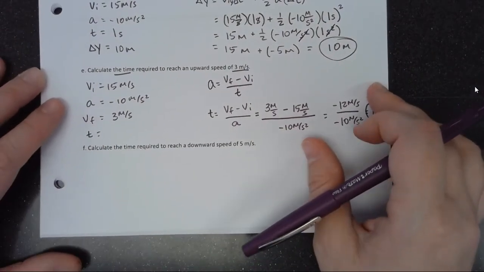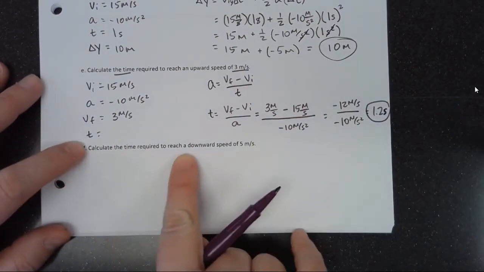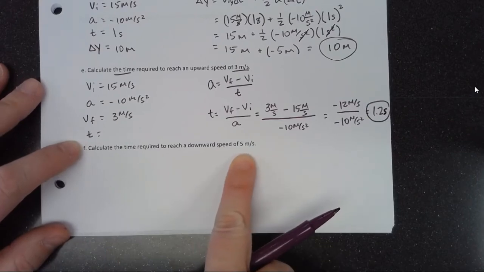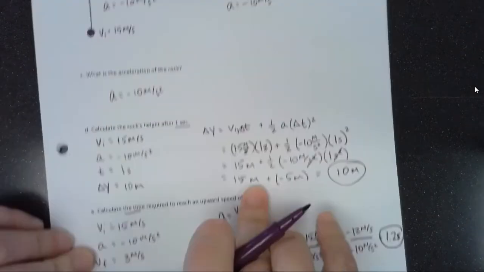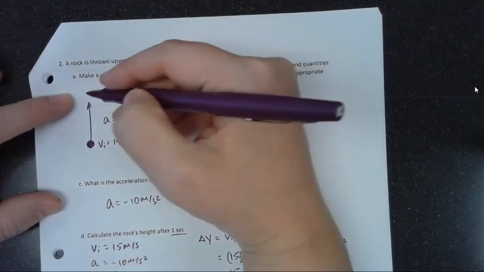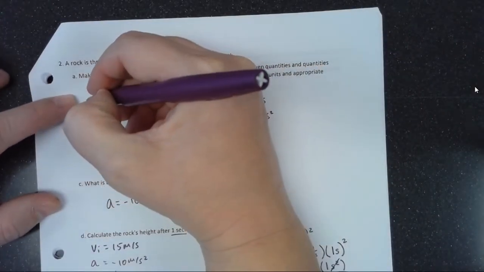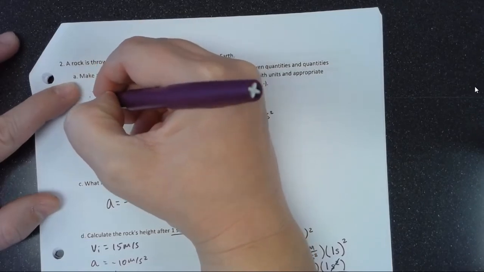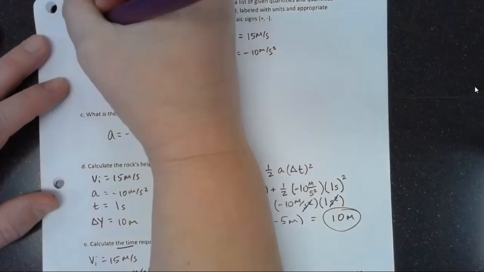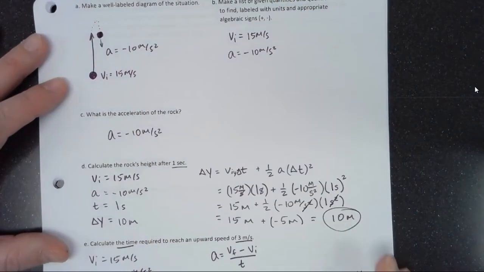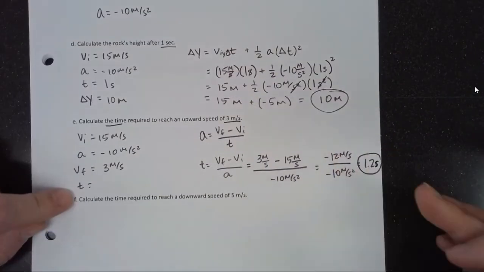The last one, it says calculate the time required to reach a downward speed of 5 meters per second. Oh, this is handy because we just solved this, so we can just use our equation again. But now what we're doing is instead of looking at it when the ball's going up, we're going to be looking at a point in time where the ball is headed back downwards. And that's why it's going to have a negative velocity. It didn't get small or anything, because it's now going down.